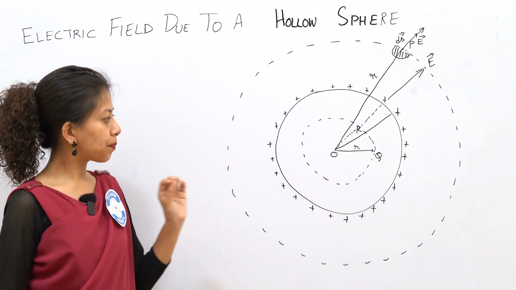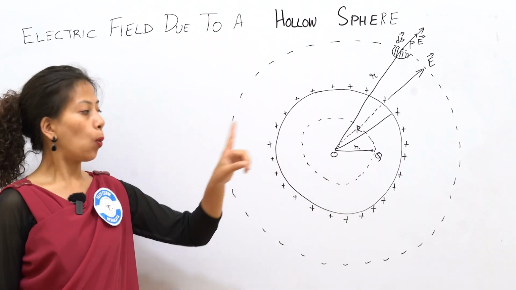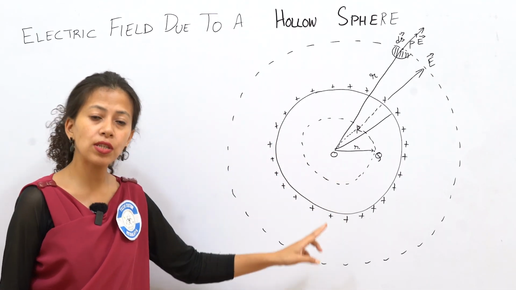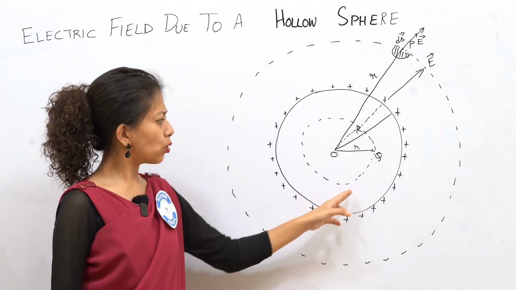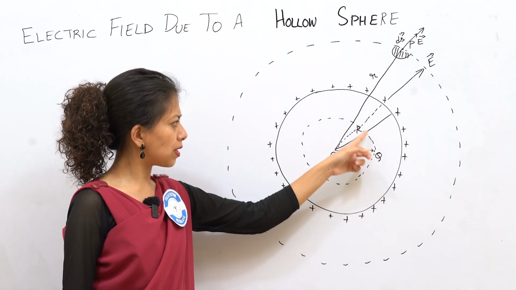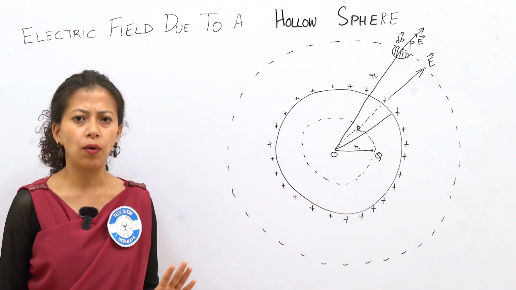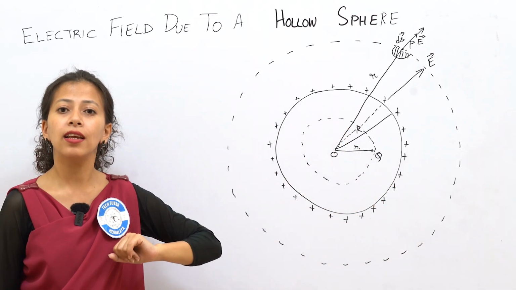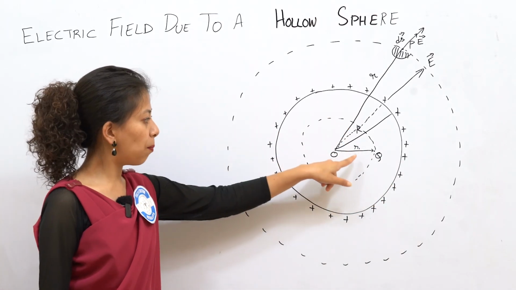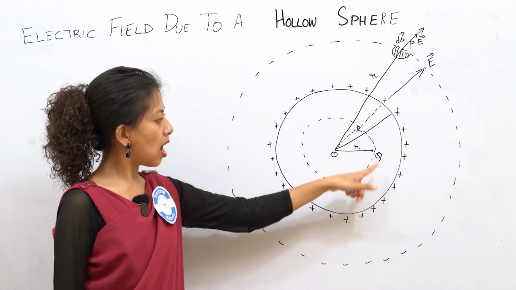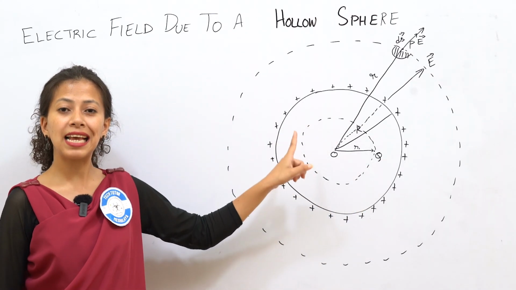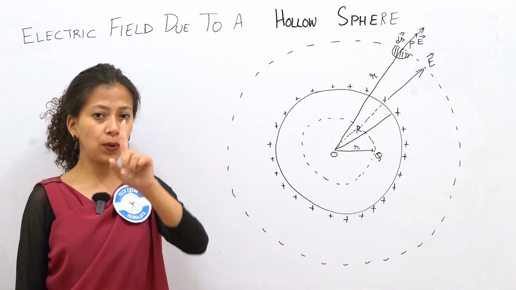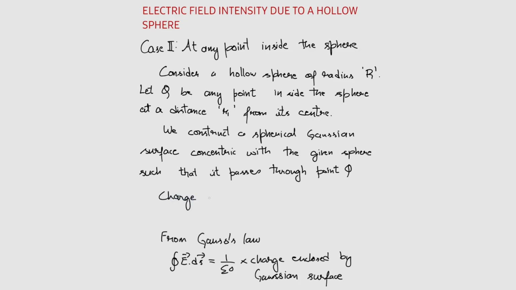Now, look very carefully. What is the total charge enclosed by the Gaussian surface? Where are all my charges right now? My charges are here, outside, on the hollow sphere. How much charge does the Gaussian surface enclose? It encloses 0 charge. So the charge enclosed by the Gaussian surface is equal to 0.